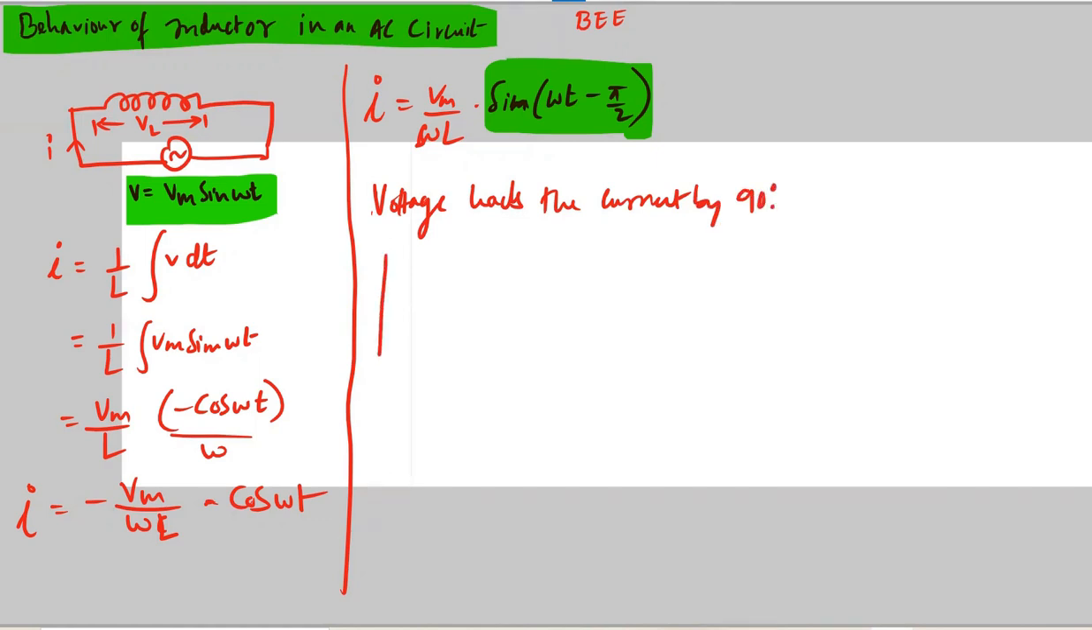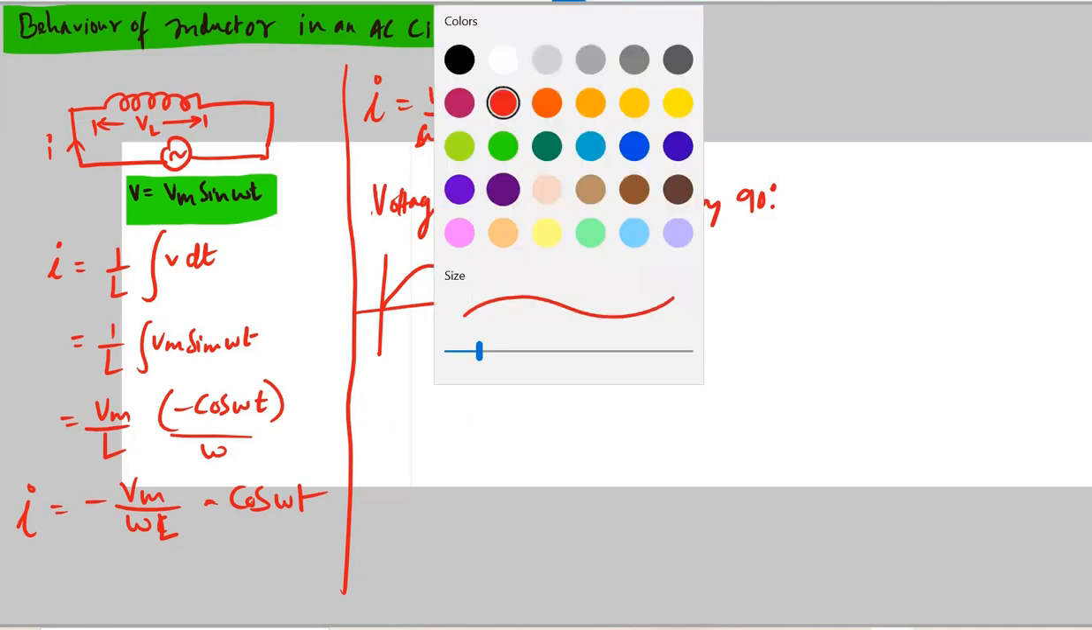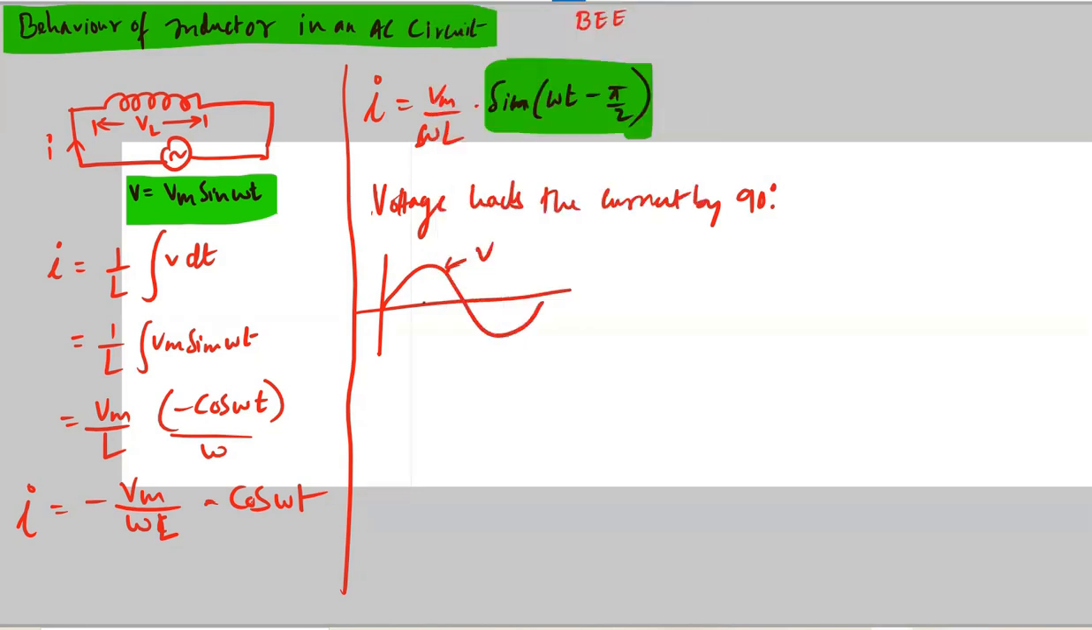So if you would like to draw the phasor diagram, first we will draw the waveform and then the phasor. Waveform, this is for V, and for current, the current is going to lag by what amount? By 90 degrees. So it may be like this. The blue one is current. The phasor diagram may go like this.